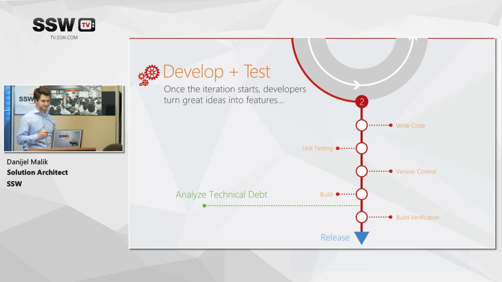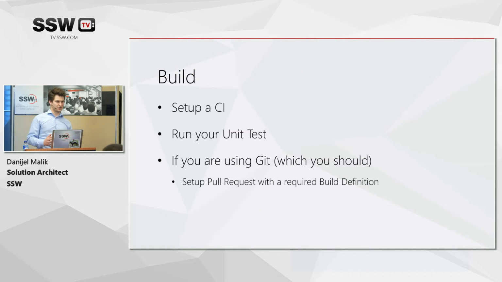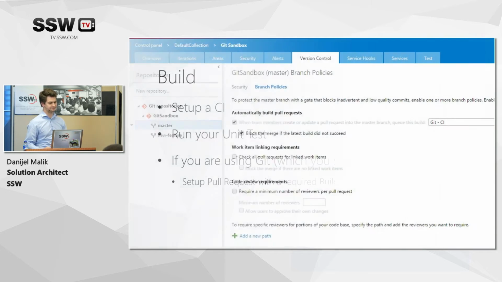So ideally, and I'm going to show you later how, you should set up a build definition, which is a continuous integration, so that you would have a check-in. Each check-in triggers a build. Run your unit tests as part of the build. And if you're using Git, which you should, I'm going to explain in a minute why, you can set up a pull request with the required build definition. So it looks like this.